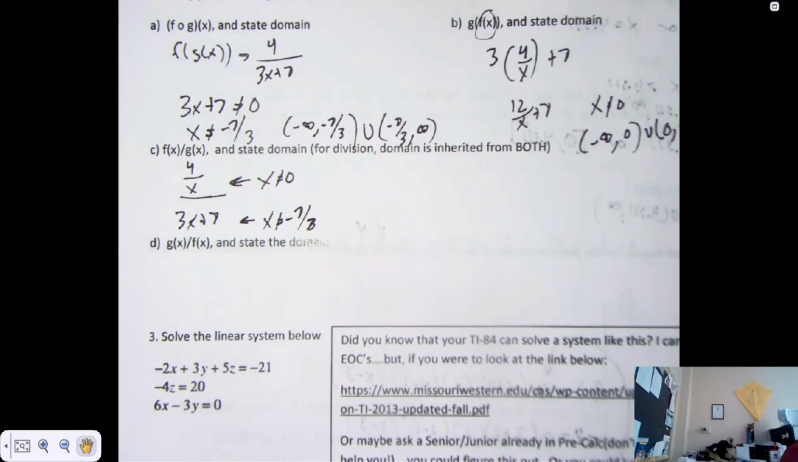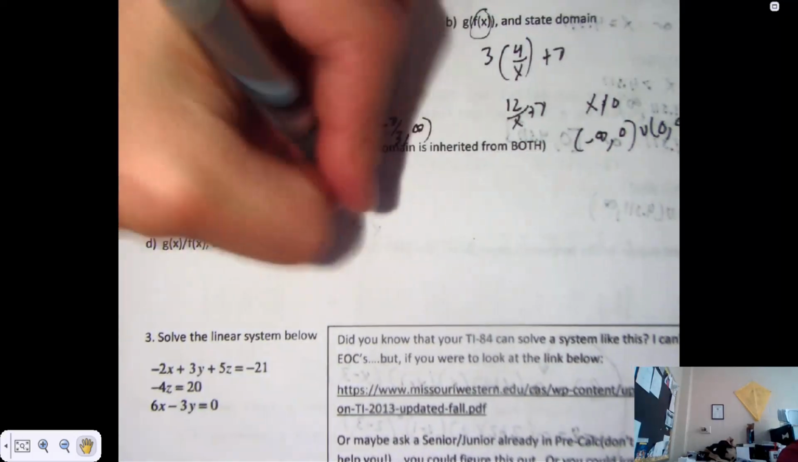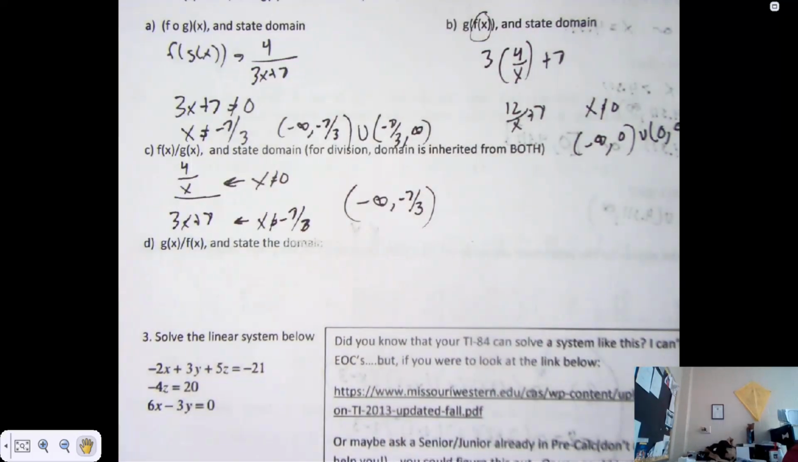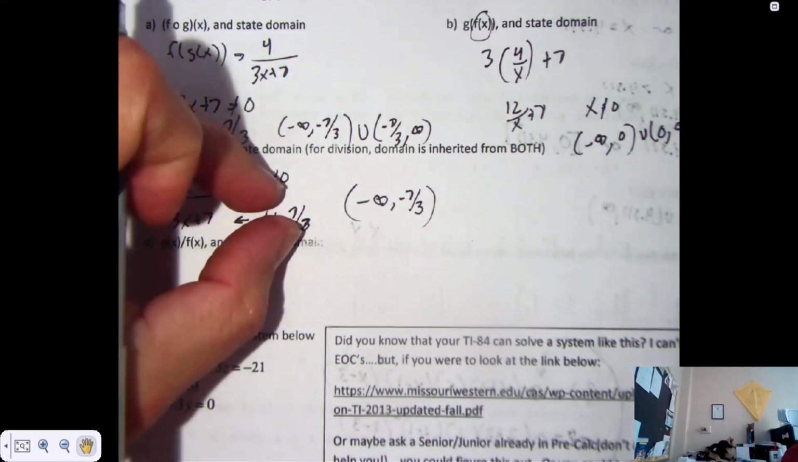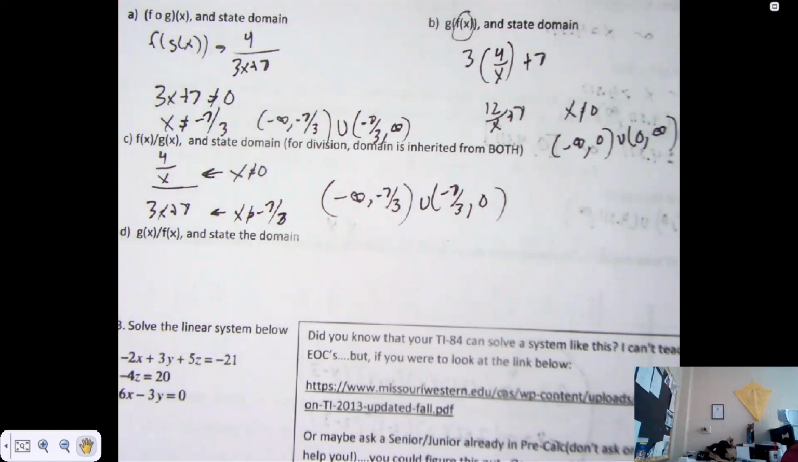Now, writing this out as an interval is a little bit harder. You can be everything less than negative 7/3. That talks about everything less. You can be everything between negative 7/3 and 0. And then you can be everything above 0, 0 to infinity.